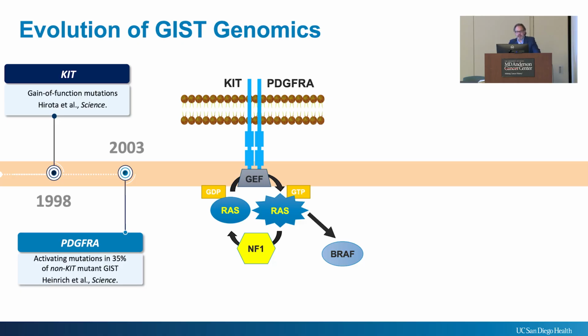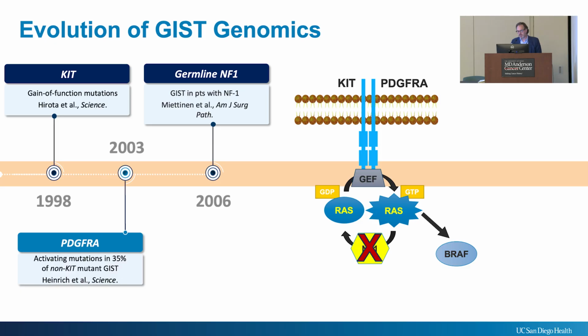So if we look at the timeline of what's evolved, as you heard earlier today, the discovery of the gain of function mutations in KIT occurred in 1998, and then Dr. Heinrich in 2003 discovered and described the PDGFR alpha mutant GISTs. As you've heard, these are receptor tyrosine kinases, and they signal down these pathways where, when one of these receptors comes together, they signal downstream. That's a theme that recurs as we've discovered more and more genetic alterations that are driving these tumors.